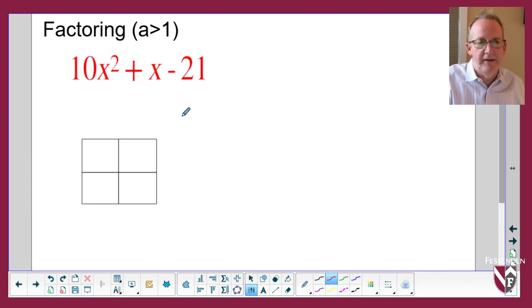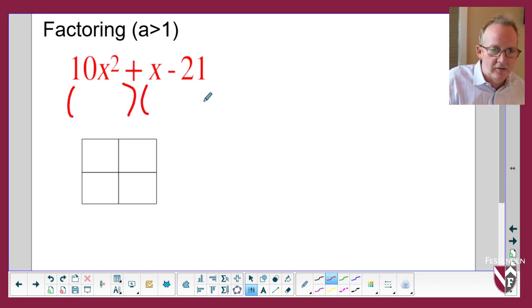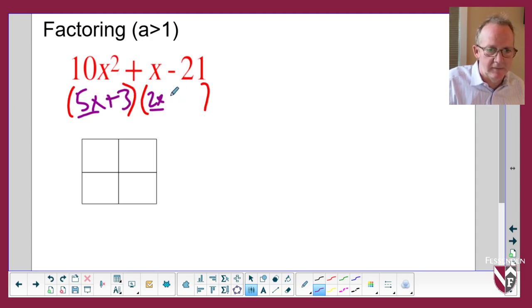Let's do one more. A little harder. Can we factor this? A greater than 1. You could always try to do your factoring like this, right? And you could guess and check and see. We could do 5x and 2x and maybe plus 3 and minus 7 and just try things. And I respect students that just try, that just give it an idea and see if it works. Well, if you FOIL this out, it doesn't work.